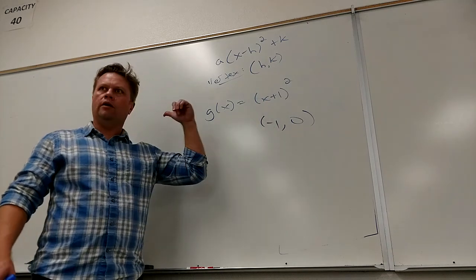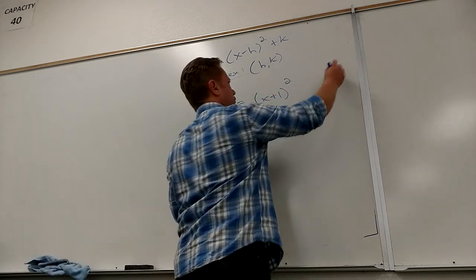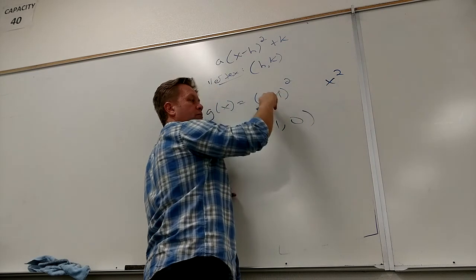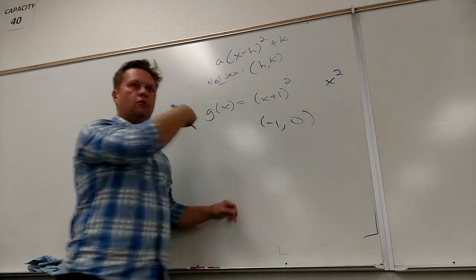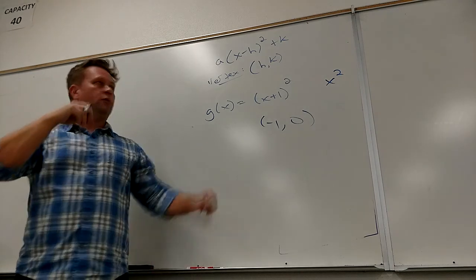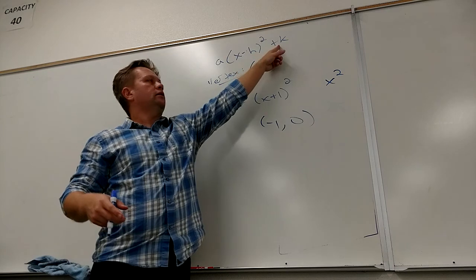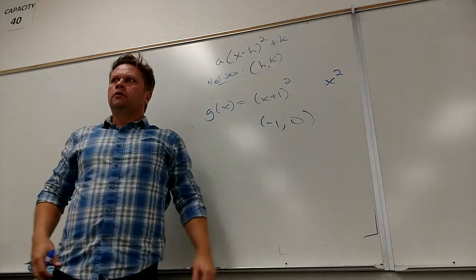It moves back 1. Compared to this, how do I get a 0 out of this? I put a 0 in. How do I get a 0 out of this? I put a negative 1. Everything moves back 1. So when it's in with the letter, it's the opposite of what it looks like. When it's out here, it's exactly what it looks like.